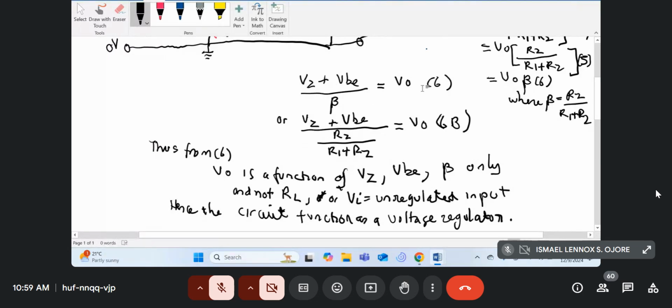Because of equation 6, V naught is only dependent on Vz, VBE and beta. Of course, this is a very ideal equation. But if you're using ideal components, you got an ideal power supply with infinite current, then this equation is true. But if you're using practical components, then this might not be 100% true.